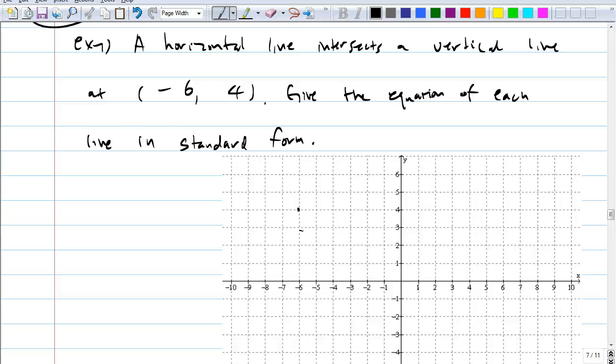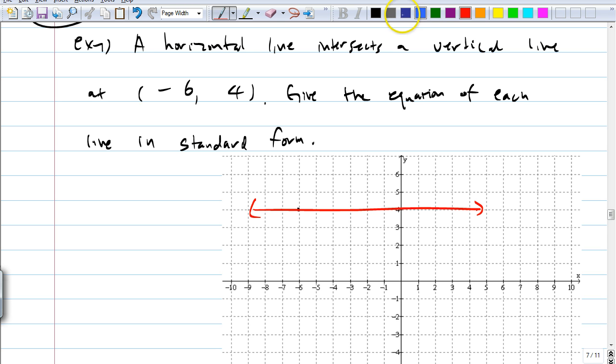Exactly. So let me draw a horizontal line. So in red here. Where would the horizontal line be? Hold on. Let's just draw this. It says a horizontal line intersects a vertical line at -6, 4. So the horizontal line is going to go through what? -6, 4. This point right here. It's going to go through this. Right? There's your horizontal line.